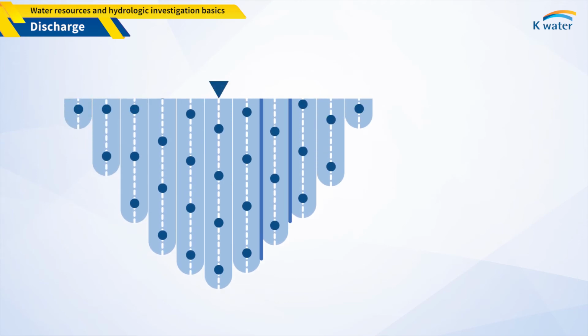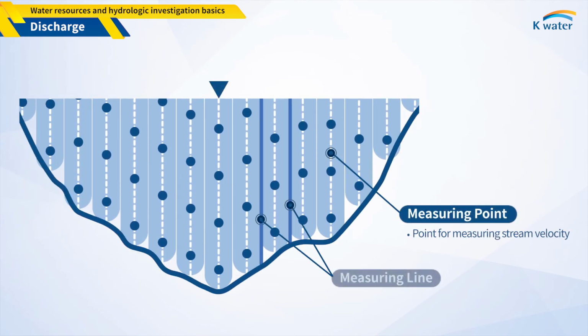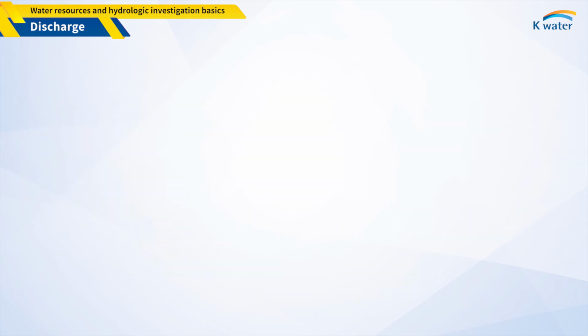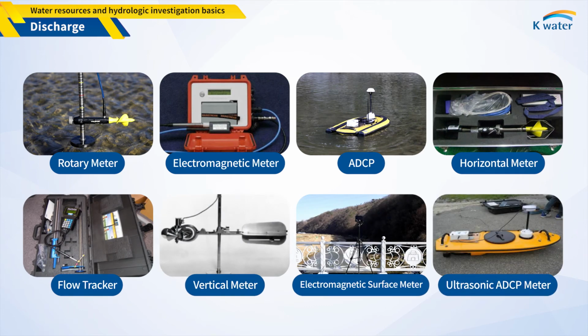Let's talk about discharge measurement. Discharge means the amount of water passing through a cross-section in a unit time. Discharge measurement is done by current meter, weighting method, and bridge method depending on field conditions. And current meters are classified into rotary meter, electromagnetic meter, ultrasonic acoustic Doppler current profiler or ADCP meter, and electromagnetic surface meter.